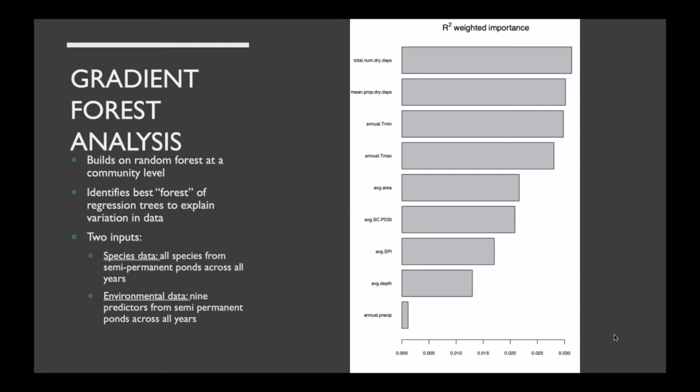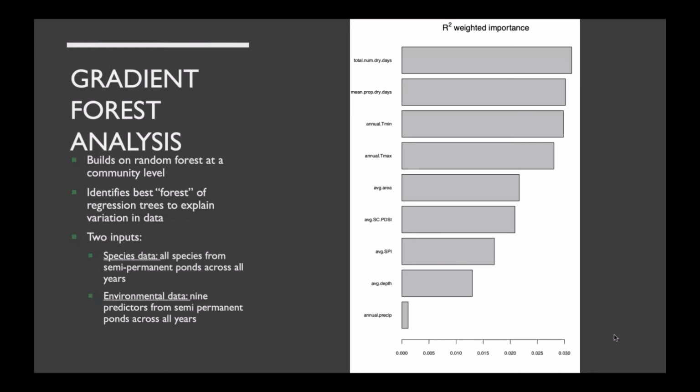The way we went about it is that we input our data in two ways. The example I'm going to talk about right now just used data from the 14 semi-permanent ponds. We took all of the data from all of the species that were collected in those ponds across all of the sampling years, calculated their means and then z-scores, and put them into the program. The reason we used z-scores was to make the data comparable across different dimensions. We did the same for the environmental data. We had 9 environmental predictors from semi-permanent ponds across all of those sampling years, and we input those into the program as environmental predictors.